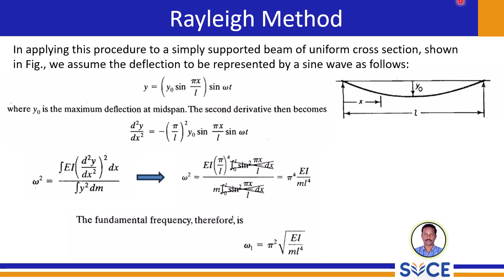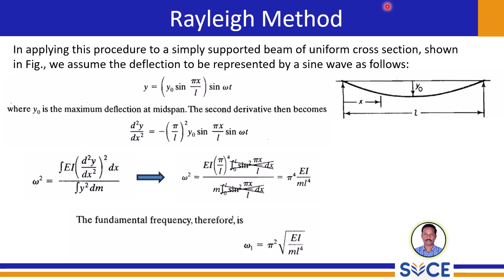To calculate the potential energy, we need the second derivative of the deflection with respect to x. After the second derivative, we get minus (pi by L) the whole square y naught sine(pi x by L) sine omega t. This has its maximum value when sine omega t equals 1. So for the potential energy calculation we considered d square y by dx square equal to minus (pi by L) the whole square y naught sine(pi x by L).